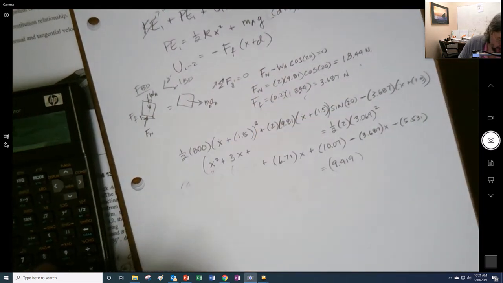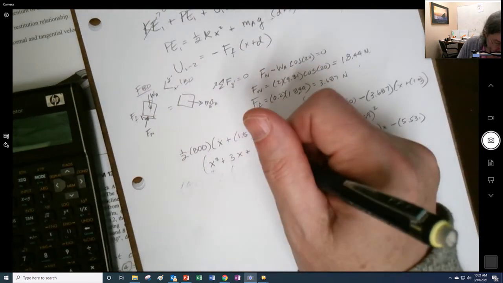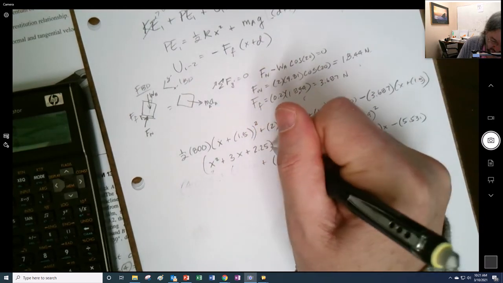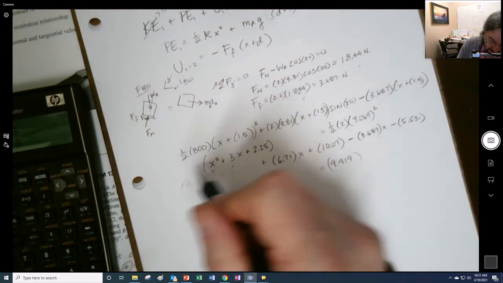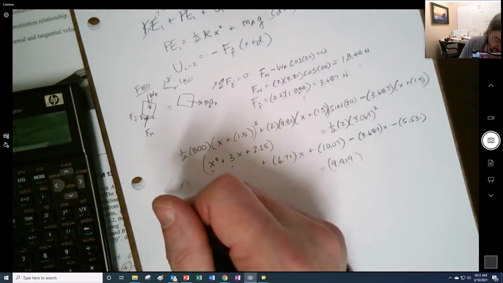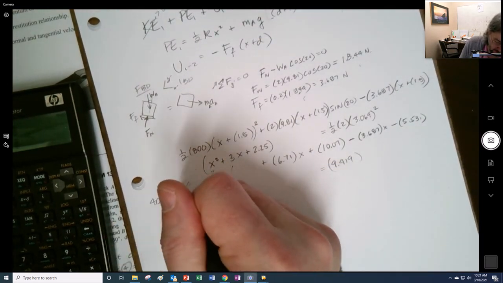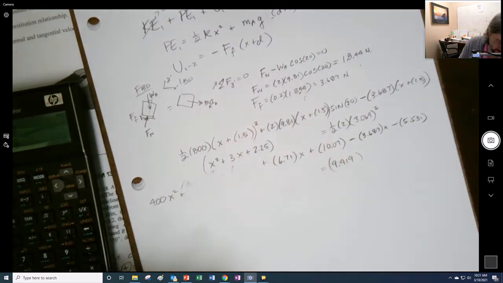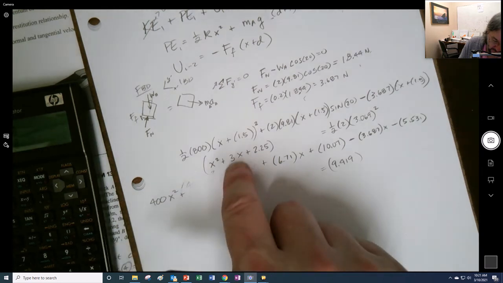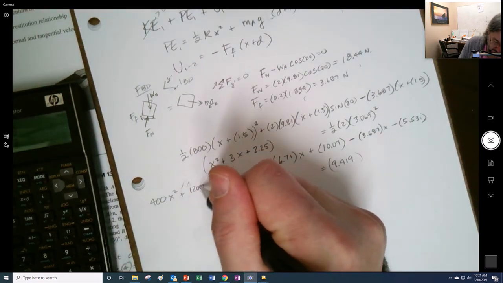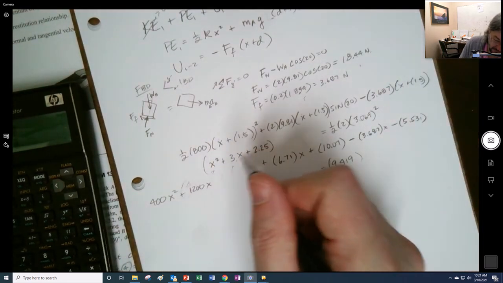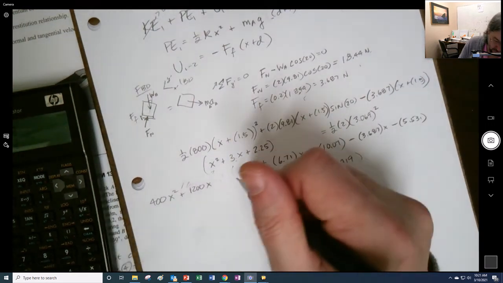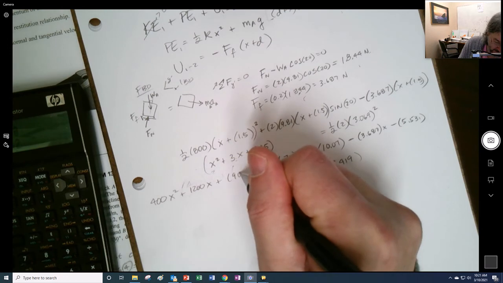Plus 1.5 squared, or 2.25. Is that true? I think so. And all of these are times 400, right? So we have 400x squared plus 1200x plus that times 200, or plus 900.